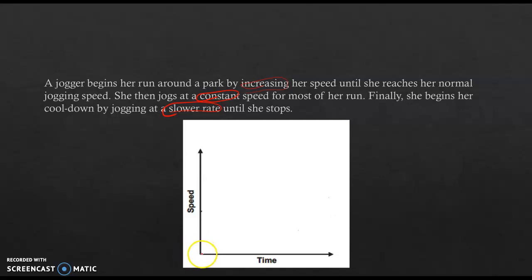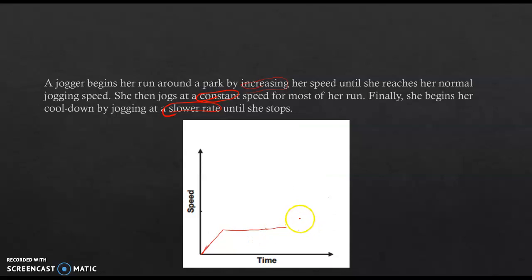So at first, she runs around the park by increasing her speed. And we're going to start at 0, 0, because you don't randomly start, we're timing when she's running, and her speed. So we've got her until she reaches her normal jogging speed. And then once she reaches that jogging speed, she is at constant speed for most of her run. So we're going to call that most of her run.